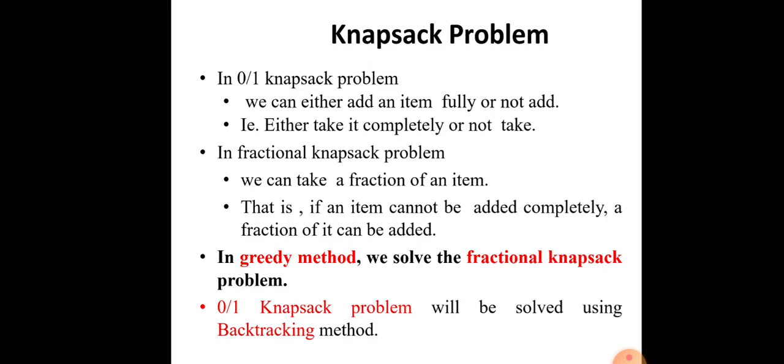So there are two types of knapsack problems. One is the 0-1 knapsack problem. Here we can either add an item fully or not, that means either take it completely or not take it. In a fractional knapsack problem, we can take a fraction of an item. That is, if an item cannot be added completely, a fraction of it can be added.